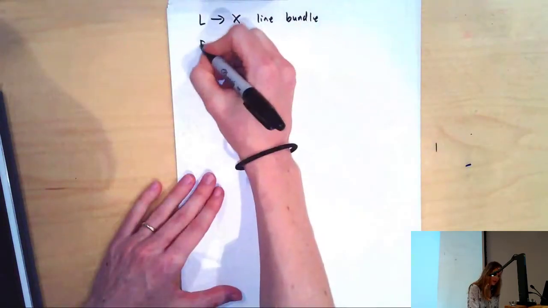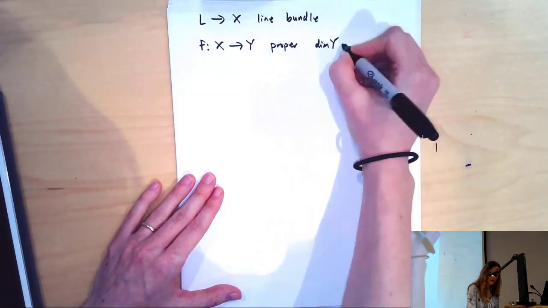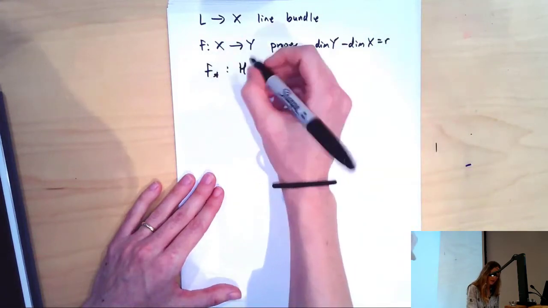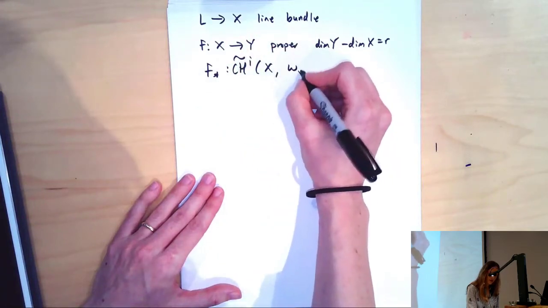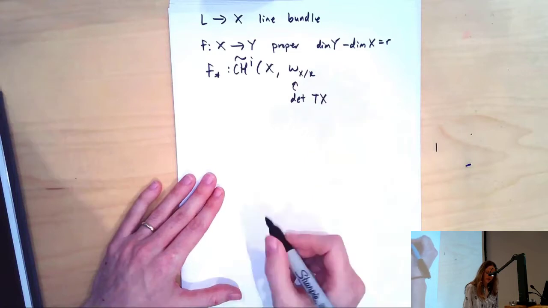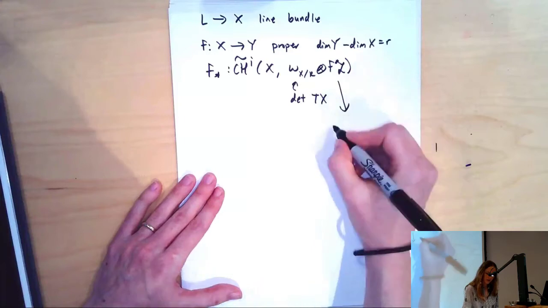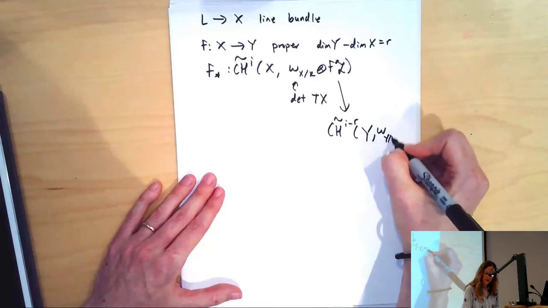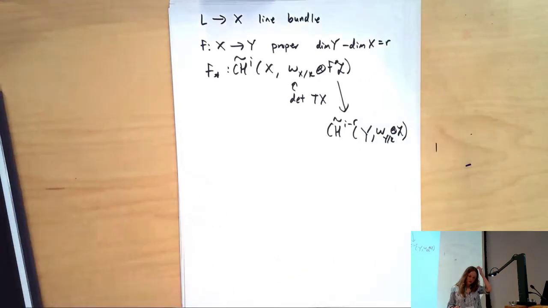So then we have a push forward if f, X to Y is proper, and the dimension of Y minus the dimension of X is R, then we have a push forward from oriented Chow I of X and coefficients of the canonical line bundle of X over K. So this is the determinant of the tangent bundle of X, tensor with any pullback of a line bundle from Y, to the oriented Chow minus R of Y, omega Y over K tensor L.